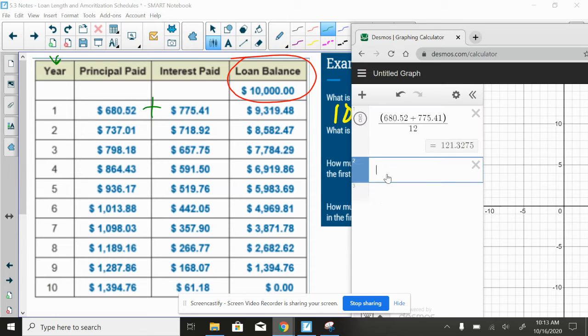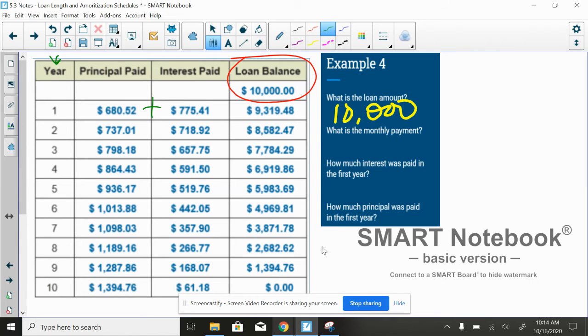Now, if I wanted to verify that this was the correct amount, your payment shouldn't change month to month on a loan. So look, if I add the next two, principal and interest together, and I divide them by 12 to get that monthly payment, I'm still getting the same amount. And when I round, it's still going to round up to 33 cents. So $121.33 is my monthly payment.